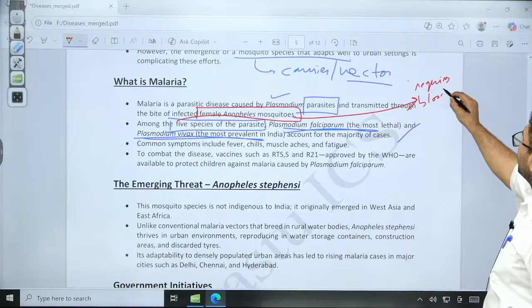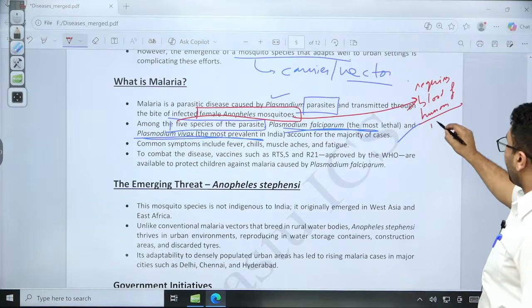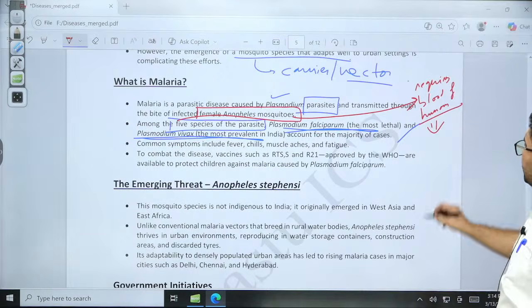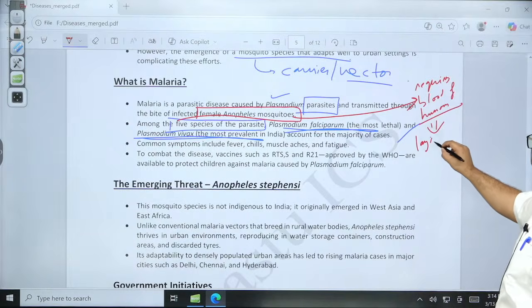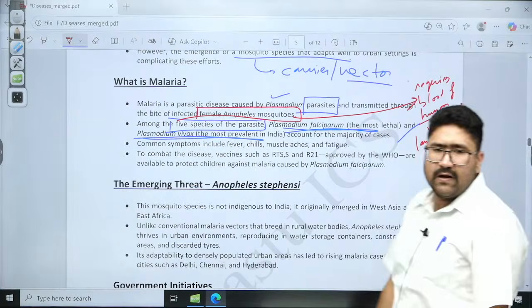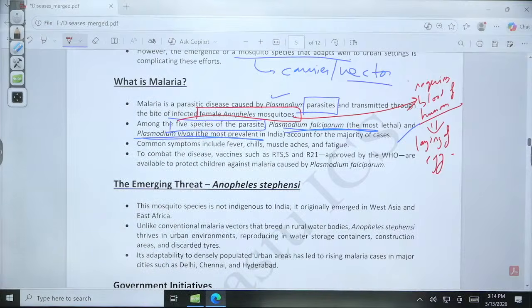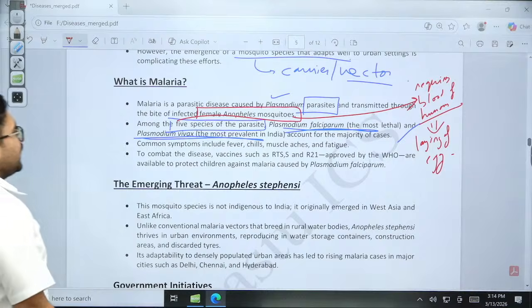Blood of humans. And why is this blood used? For laying of eggs. There are certain proteins found in human blood which help the female mosquito to lay her eggs. So that is why only getting bitten by female mosquitoes will make a person infected by malaria.